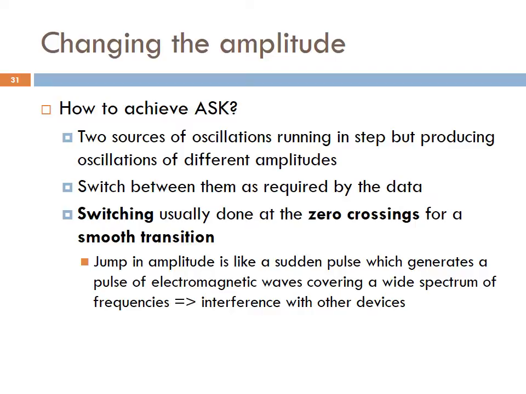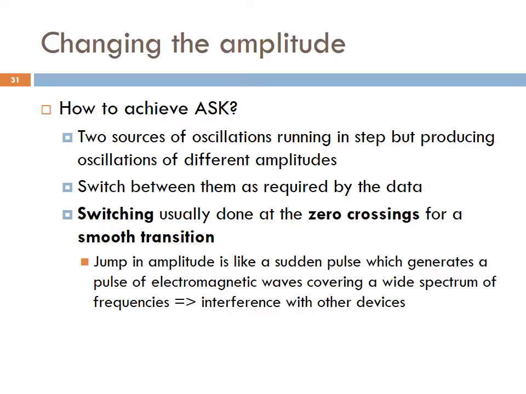How to achieve ASK? Two sources of oscillations running in step, producing oscillations of different amplitudes. Switch between them as required by the data. Switching is usually done at the zero crossings for a small transition. A jump in amplitude is like a sudden pulse, which generates a pulse of electromagnetic waves covering a wide spectrum of frequency. This leads to interference with other devices.